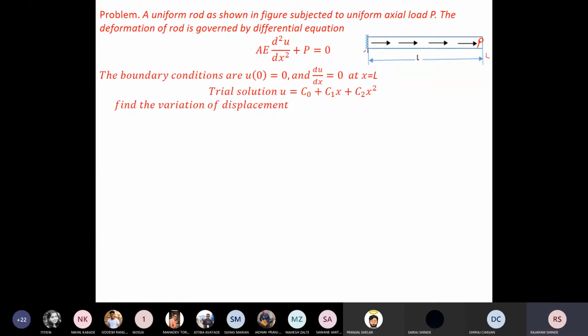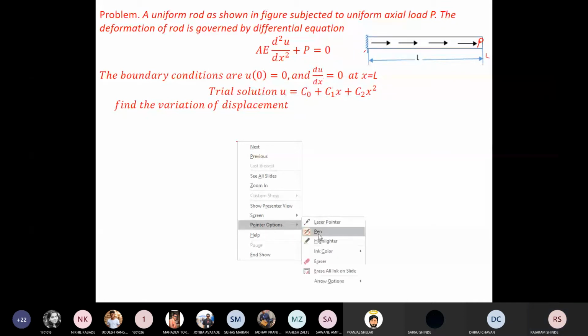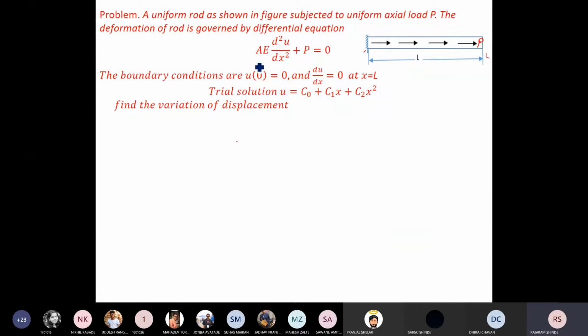Okay, trial solution is u is equal to c0 plus c1x plus c2x square. Find the variation of the displacement. Find the variation, that means how displacement is varying over this rod. That means you have to find the solution to this differential equation, which is given here. That is the governing differential equation of your problem.